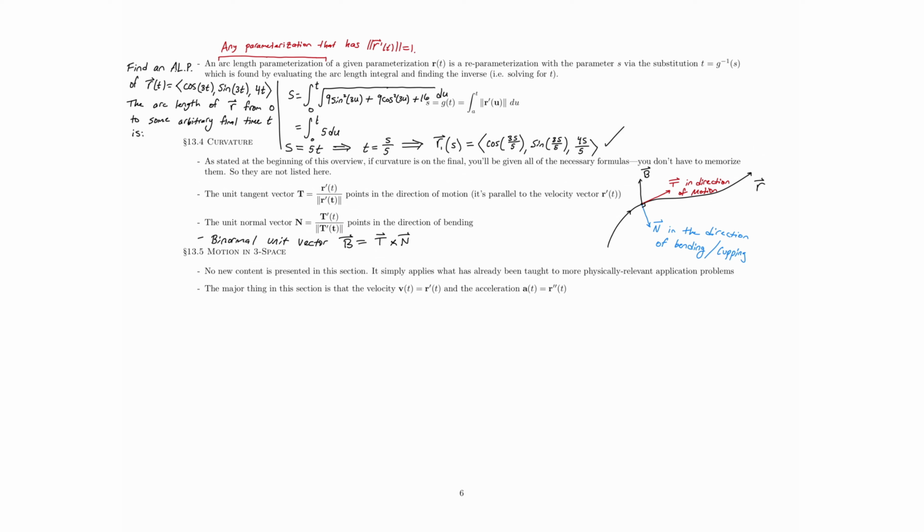So just like in Calc 1, if r is position, then the first derivative of it, r prime, is velocity. And the second derivative of r, or the first derivative of v, is the acceleration.